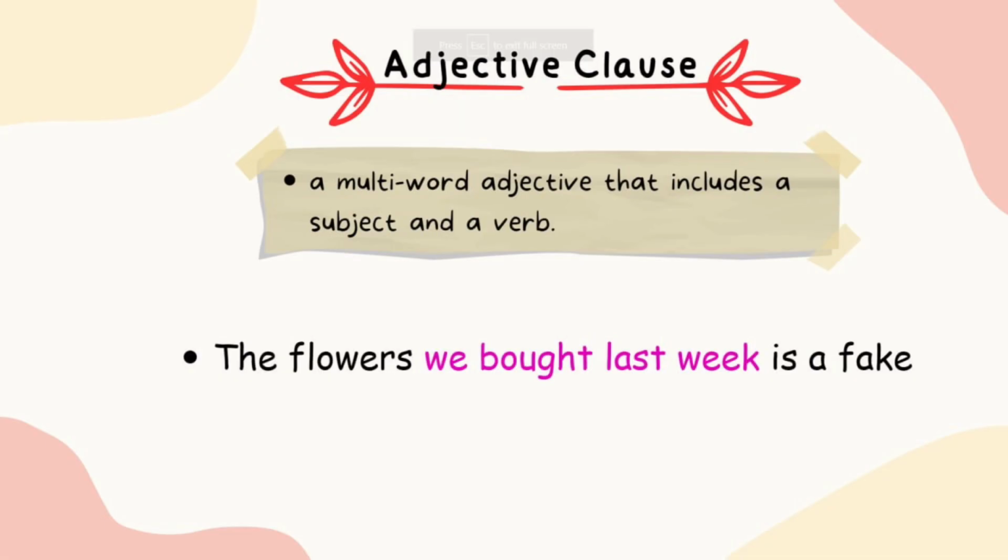Adjective clause: a multi-word adjective that includes a subject and a verb. For example, the flowers we bought last week are fake. We bought last week is the adjective clause. We is the subject, bought is the verb.